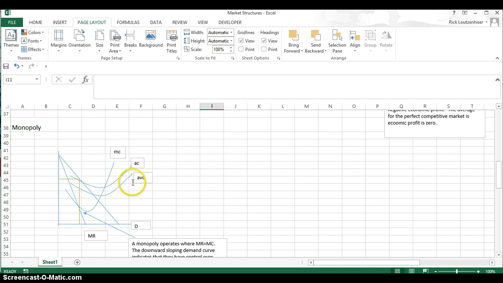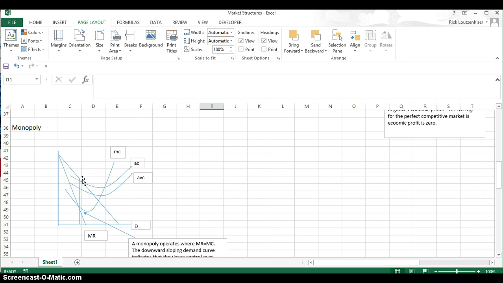And so when you go to MR equals MC, you go to a point here, come up, and you find that you're operating here where your price is above your average total cost, and you're making an economic profit. You're making more money than you could in any other activity.